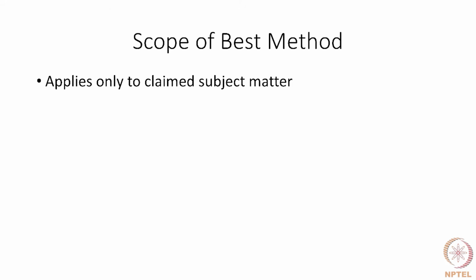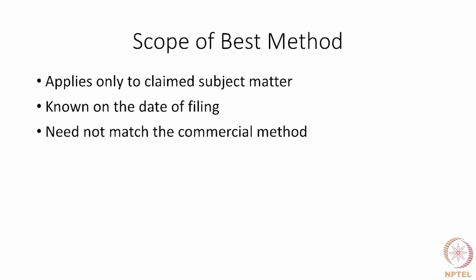Now the scope of the best method, it applies only to the claimed subject matter. Just how we saw the enablement requirement. The enablement requirement is tied to the claim. Similarly, the best method is also tied to what you have claimed. You are not expected to disclose things which you have not claimed in your best method disclosure. Again, like the enablement requirement, it should be what is known on the date of filing. What is known to the applicant on the date of filing.